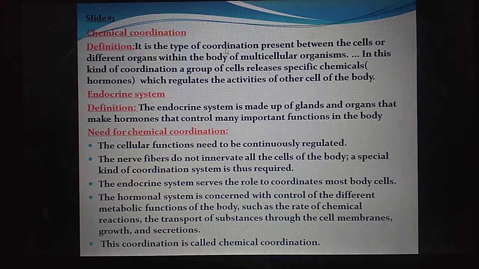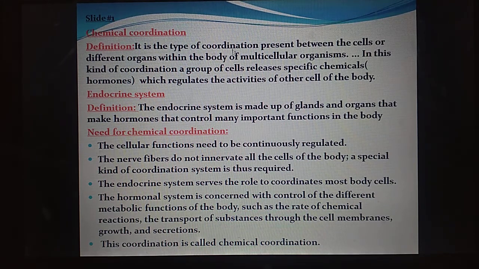Now it's a type of coordination which is present between the cells of different organs within the body of multicellular organism. What is coordination? Generally, when we define the word coordination, it means integration, cooperation, or to have contact with each other. Now, over here, what is chemical coordination? As we are taking it in the human body, it's a type of coordination which is present between the cells of different organs within the body of multicellular organism.